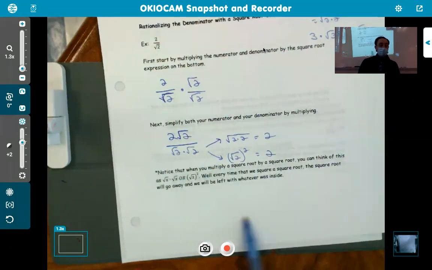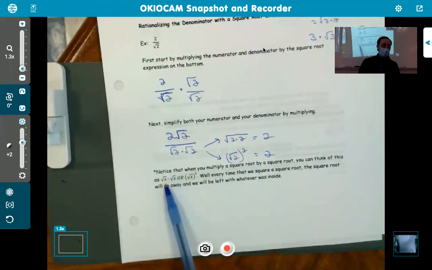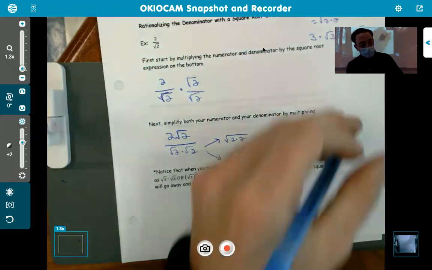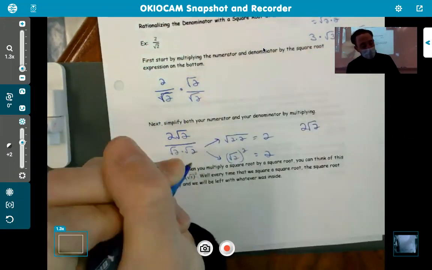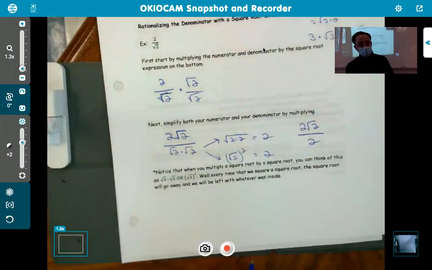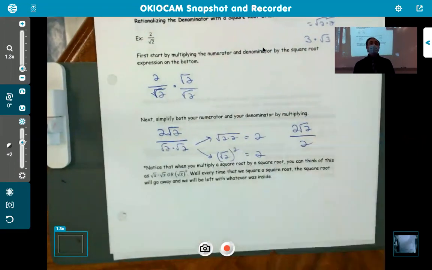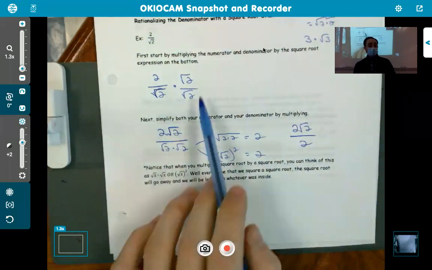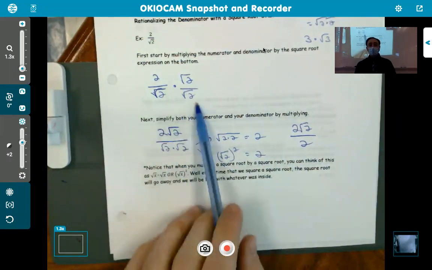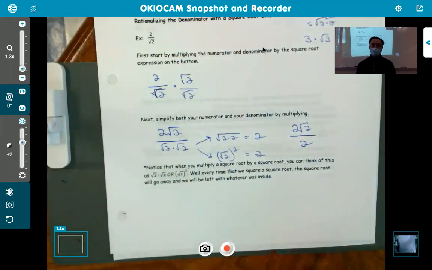That's pretty much what this note down here is saying, right? You have the square root of x times square root of x, or just the square root of x squared. It's going to cancel out, and you're left with everything inside that root. So what I have right now is 2 root 2 divided by 2. And that should be the case, right? Our objective is to get rid of that square root in our denominator. Well, when I multiply top and bottom by that root, these should go away pretty much every single time.